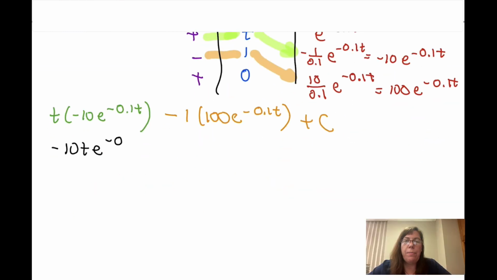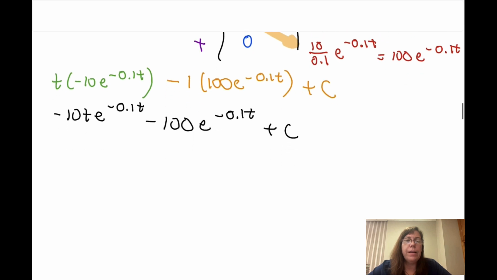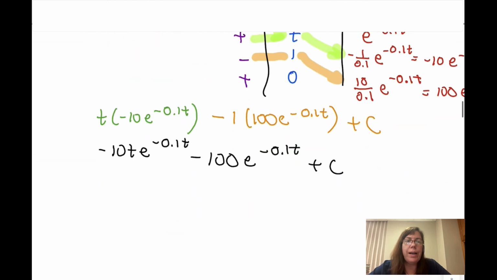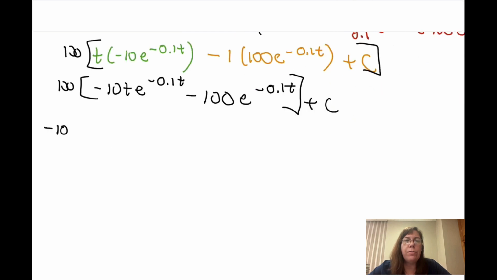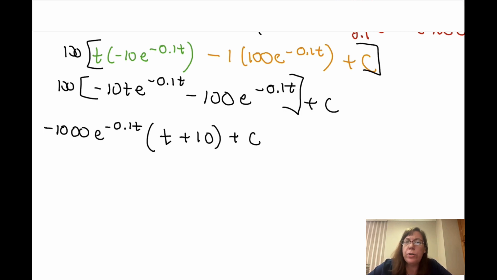I just realized I made a big error. I hope you figured out what it was. Let's go back to this top up here. Remember at the very beginning when I set up my integral, I forgot I brought out that 100, so we need to bring that 100 over here as well. And so I'm going to distribute this 100 through. Now notice I'm not going to multiply C by 100 and write 100C. It doesn't matter. C is an arbitrary constant, so I'm just going to write C again.